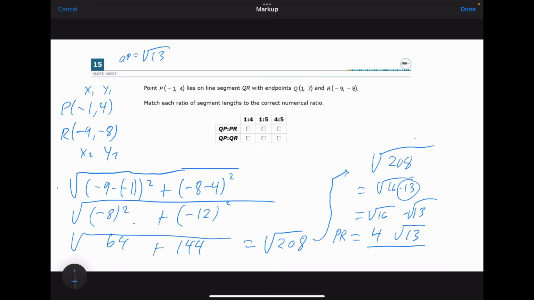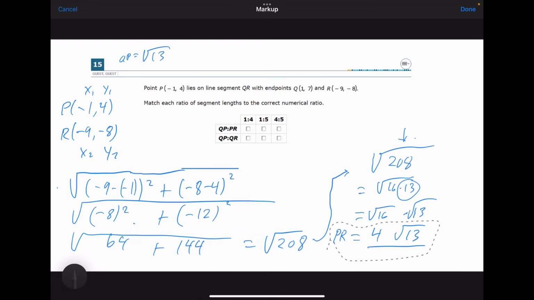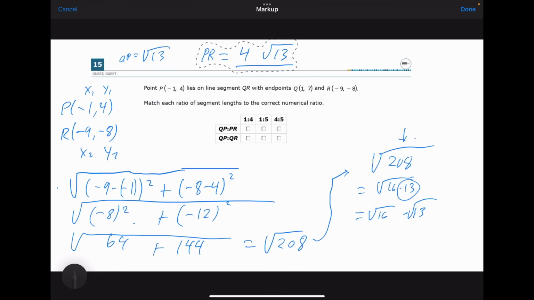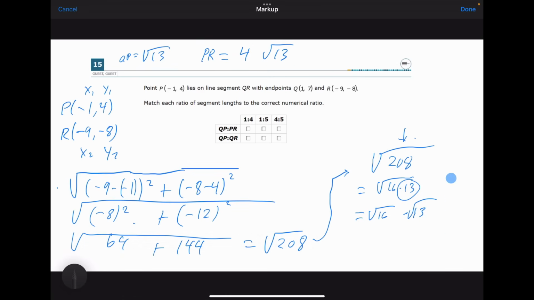There's a couple ways to do it. You can just stick with this square root of 208 number, plug it into your calculator, and then divide it by the square root of 13, and you would still get that PR is 4 times larger than QP. This is basically just a more mathematically precise way of showing that that's the case. So I'm just going to move this up here, and I'm going to remove all this stuff again.